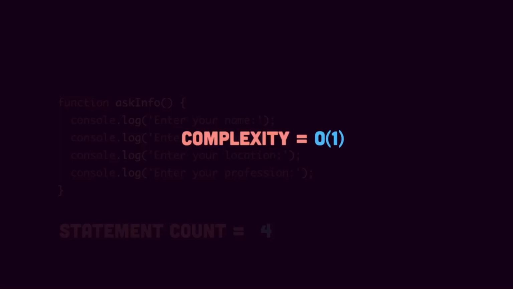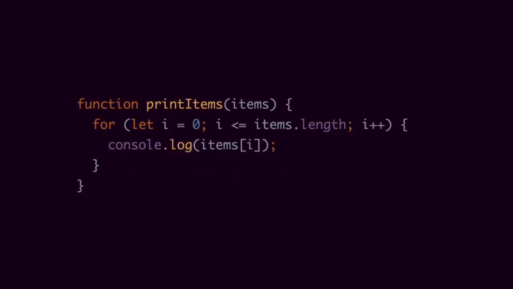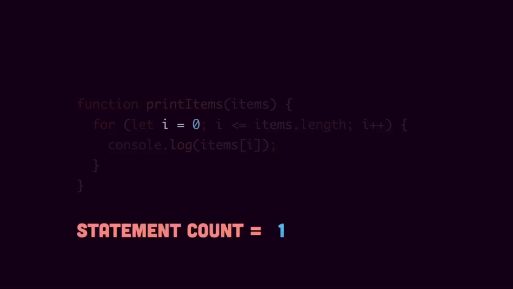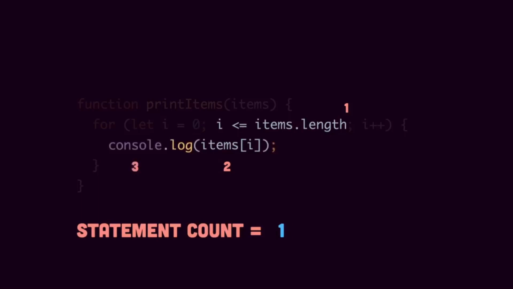Let's take a different example where the complexity depends on the input given to the program. Let's say that we have a function called printItems that takes in the items, goes through the items and prints them one by one to the console. Now if we count the number of statements that our program has to run, we have the declaration, so the statement count would be 1, and then for each iteration we perform the check to see if we have reached the upper limit of the items, so 1, then we get the item from the array, 2, then we print the item to the console, 3, and then we have the increment for i, so 4. So the statement count would be 1 plus 4n.